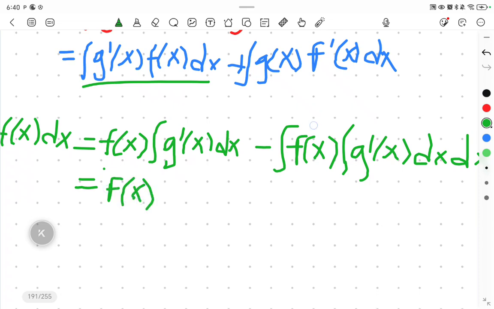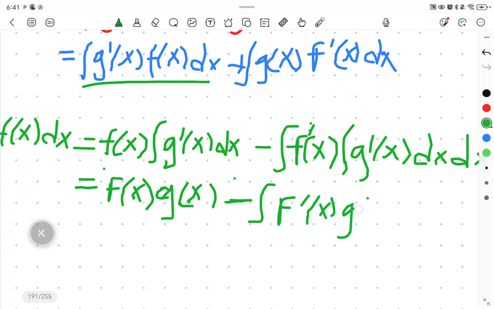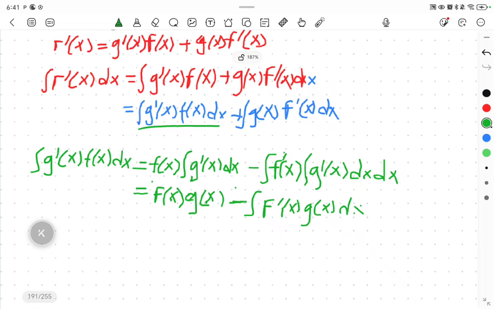Yeah, this one is prime. This one I would make to be prime. Gx. That's the only thing you change there. Then minus, we know the integral of g prime x will be gx, minus the integral of f prime of x gx dx. You see, right? So if I integrate this now, I can get the solution.